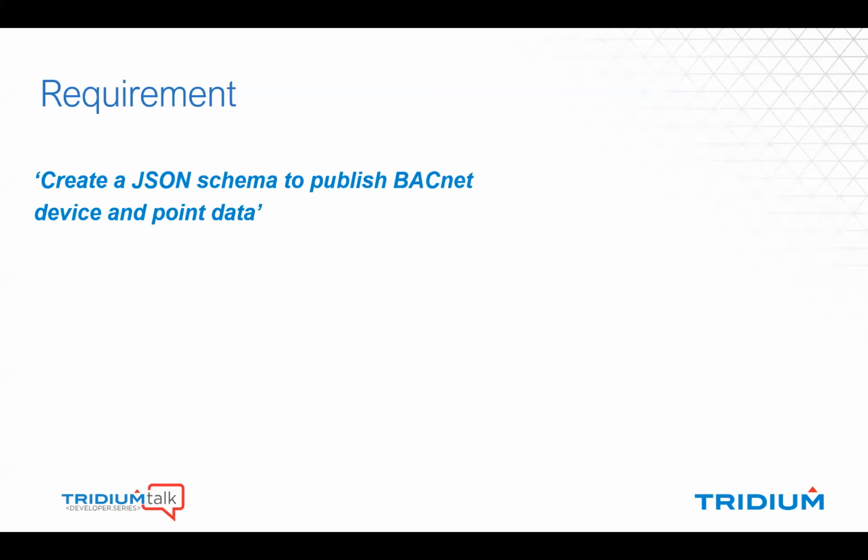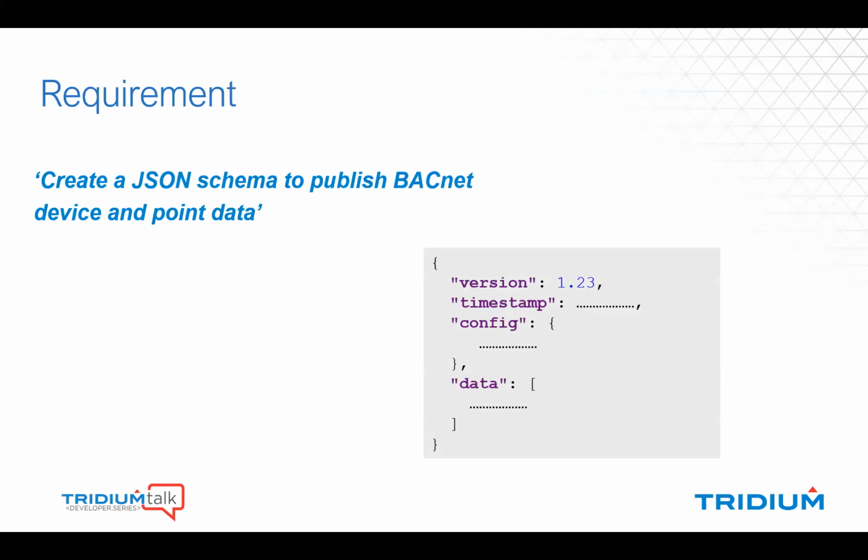And for this task, we've set ourselves the requirement: can we create a JSON schema to publish BACnet device and point data in a JSON format? This is our decided upon format. We have a JSON object, and then we have an API string, which is a numeric property. Then we'll have a timestamp to give each instance of the message a bit of uniqueness. Then a new object for the BACnet device config. And finally, at the bottom, we have an array to contain all the different live data for BACnet points underneath that device.